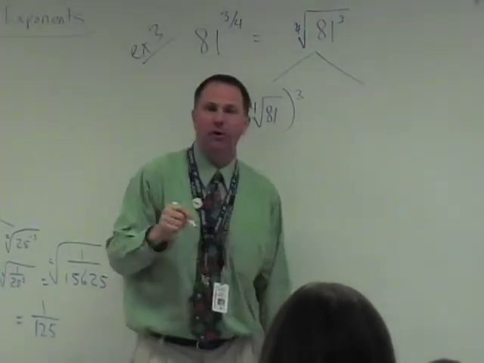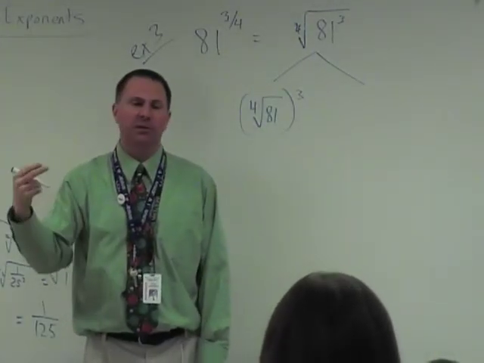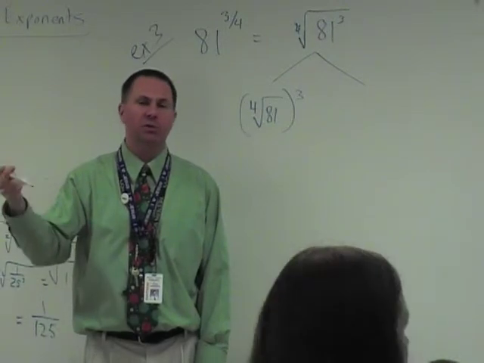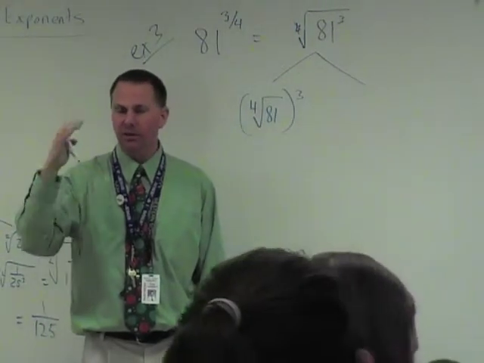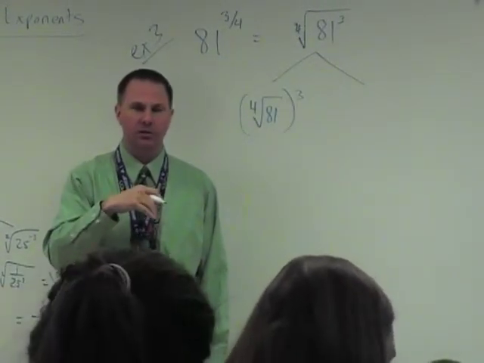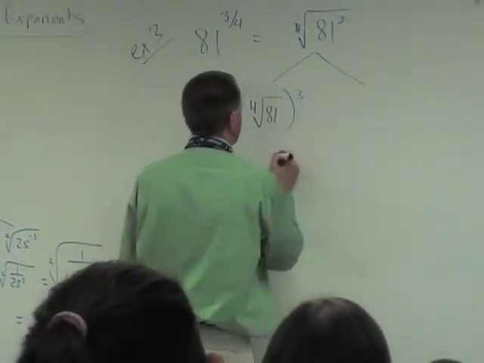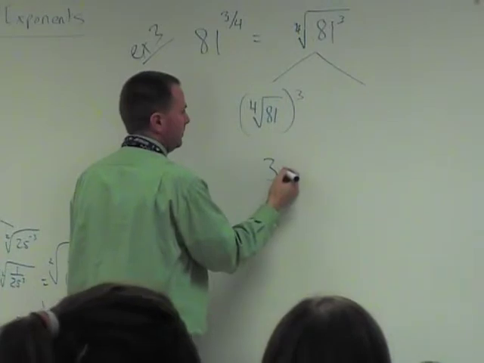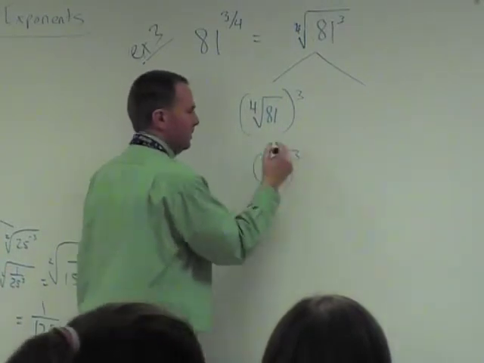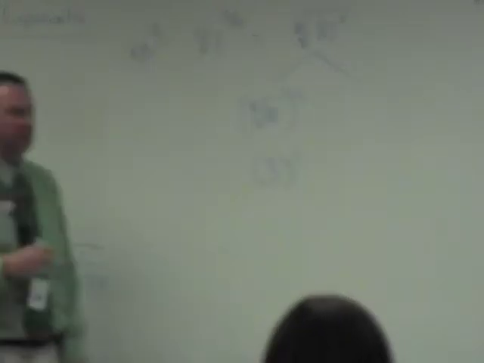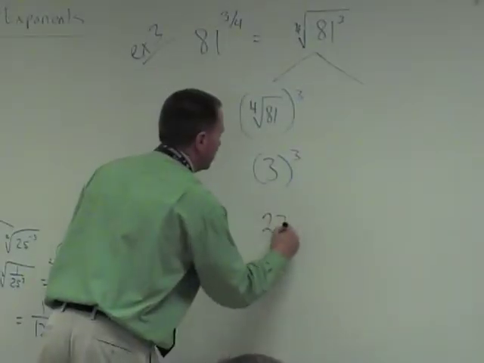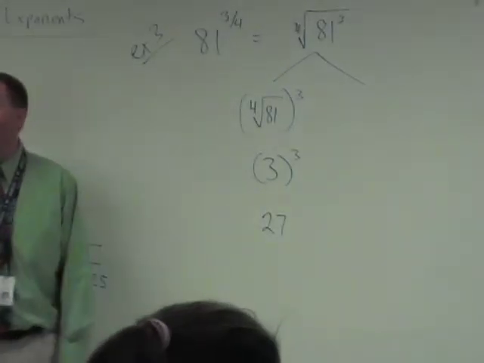Yep. So the 4th root of 81: 3 times 3 times 3 times 3 is 9, times 3 is 27, times 3 is 81. I'll let you all figure out the calculator real quick. So this is 3, and then 3 cubed is 27. All right, so the other way, we better get 27.